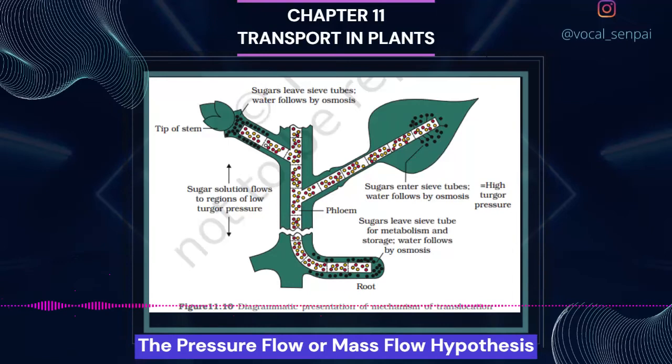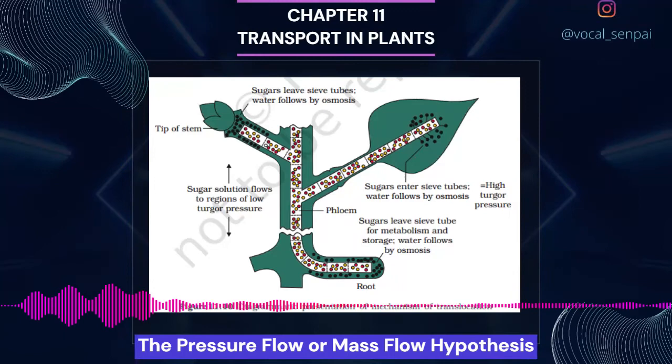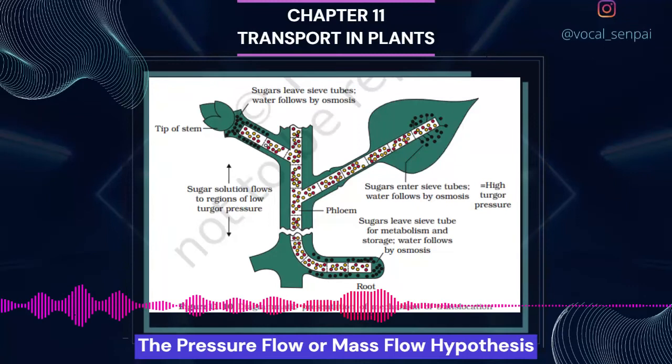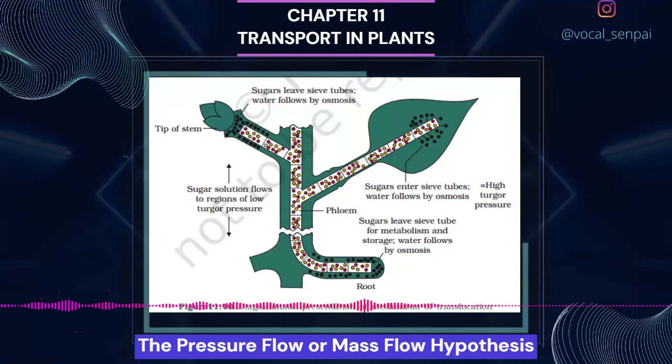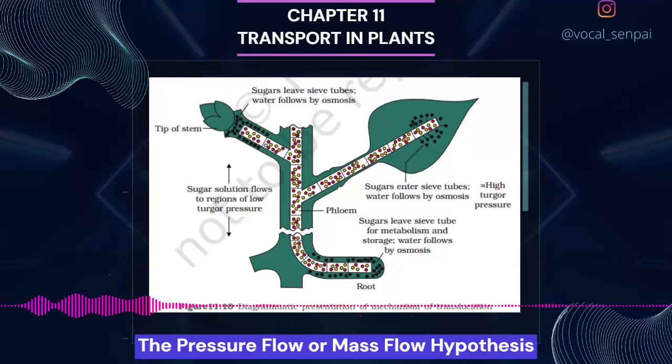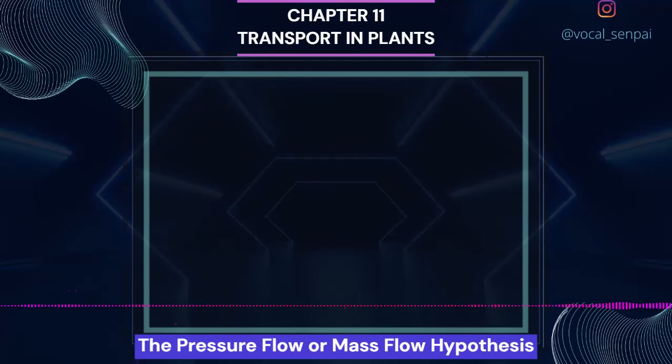On the trunk of a tree, a ring of bark up to a depth of the phloem layer can be carefully removed. In the absence of downward movement of food, the portion of the bark above the ring on the stem becomes swollen after a few weeks. This simple experiment shows that phloem is the tissue responsible for translocation of food, and that transport takes place in one direction, i.e., towards the roots. This experiment can be performed by you easily.